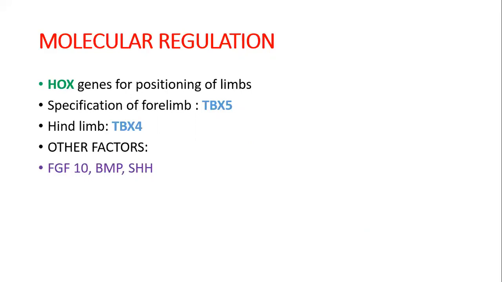Specification of the upper limb, the forelimb, is controlled by the TBX5 gene, while the TBX4 gene controls specification of the lower limb or hind limb. Other important genes that regulate limb growth are fibroblast growth factor 10, which is secreted by the lateral plate mesodermal cells. Once outgrowth is initiated, BMPs are expressed and they induce the formation of the AER. So BMP, sonic hedgehog, and fibroblast growth factors are also important for the formation and lengthening of the limb buds.